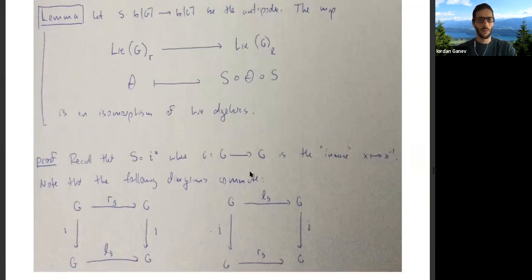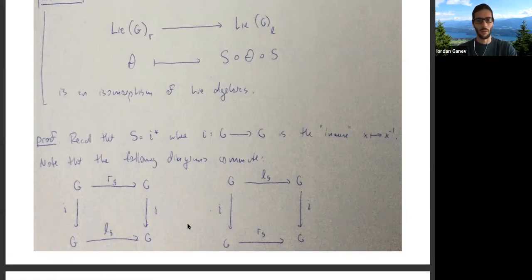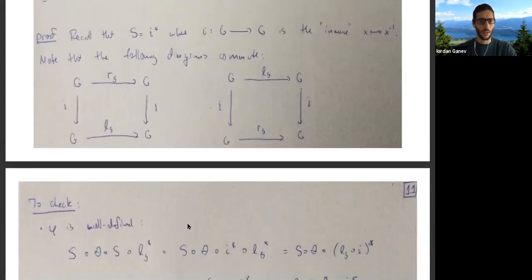First of all, you can check that we have these following two commutative diagrams. So if you do the right action, so X goes to X G inverse, and then you apply the inverse, then you get from X G inverse to G X inverse. That's the same as first doing the inverse and then applying the left action. Or you could have done it with the left and right reversed. You just write it out and you'll see that these two diagrams commute. So we'll use this in just a second.